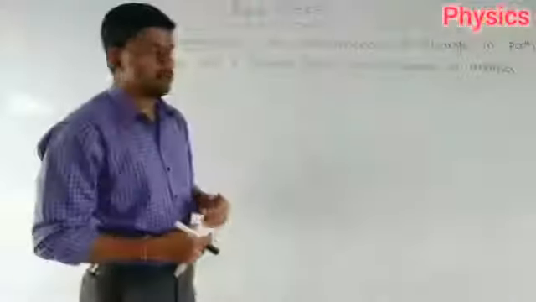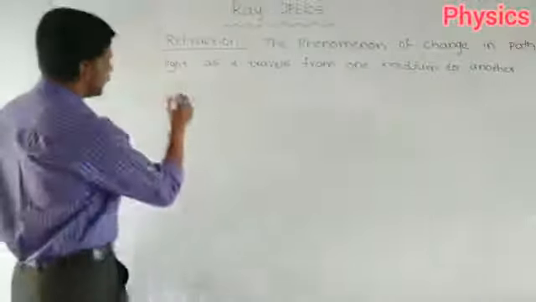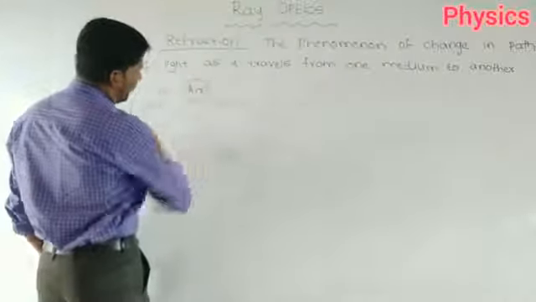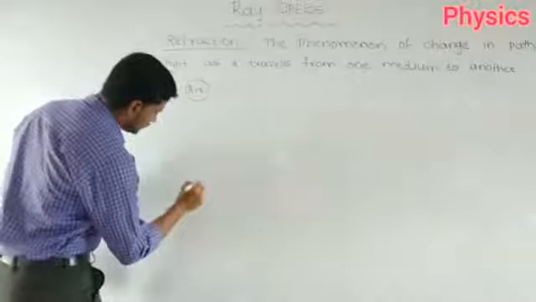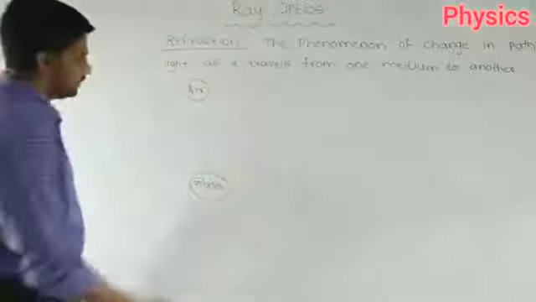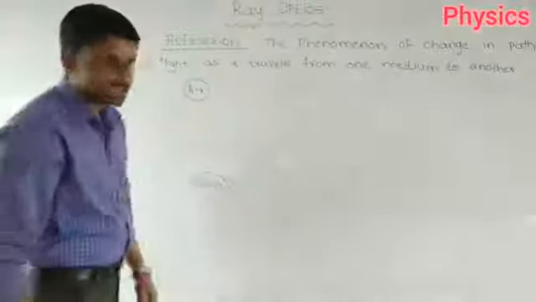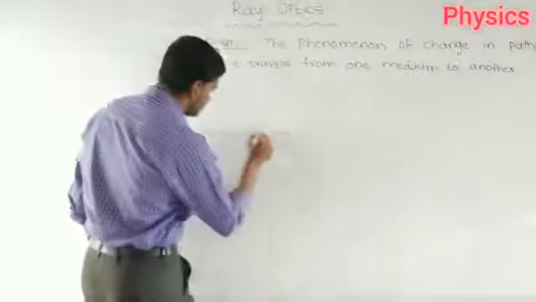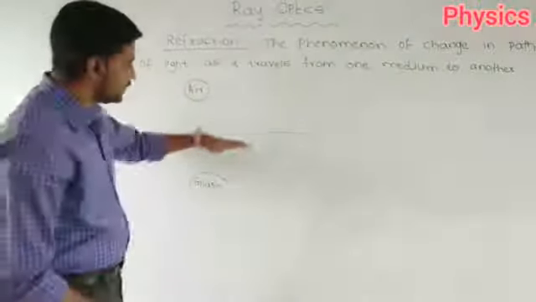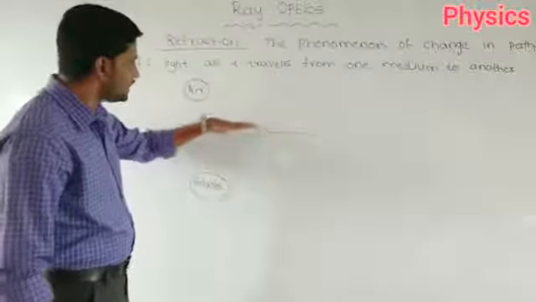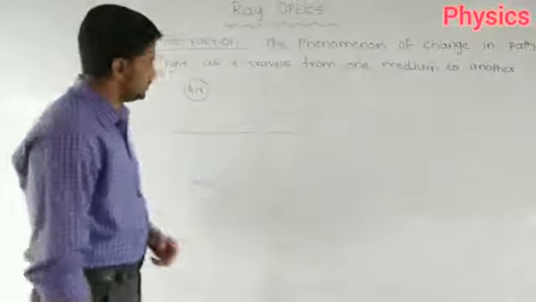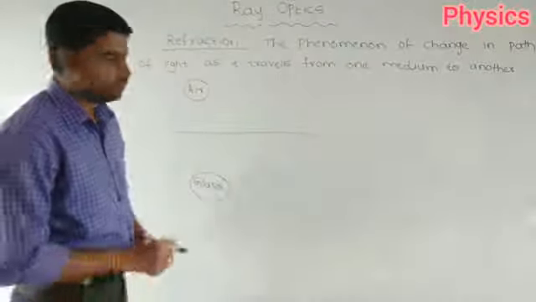Now I am going to take two mediums. One is the air medium, and another medium I am going to take is the glass medium. Okay, there are two mediums. In between the air medium and glass medium, there is a boundary. That boundary is called an interface. That means the line which divides the air medium and glass medium is called an interface.